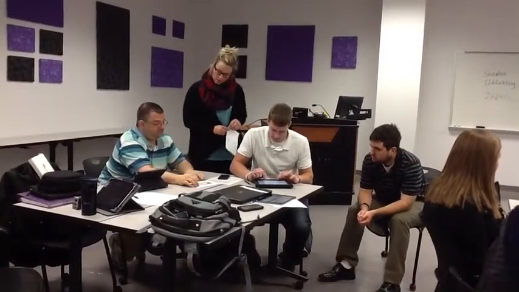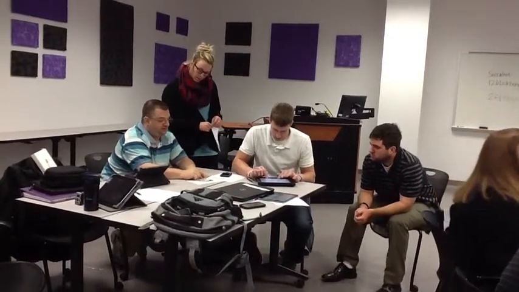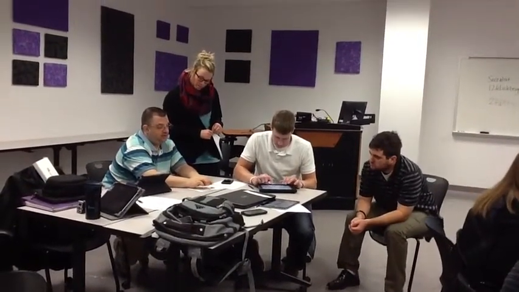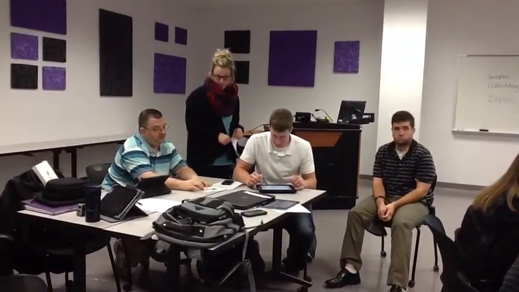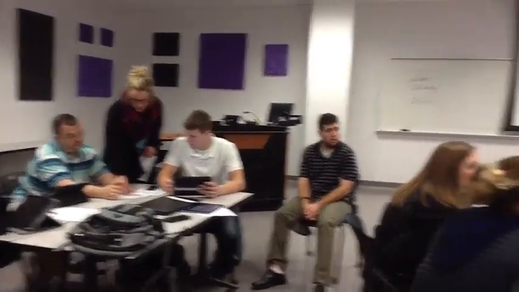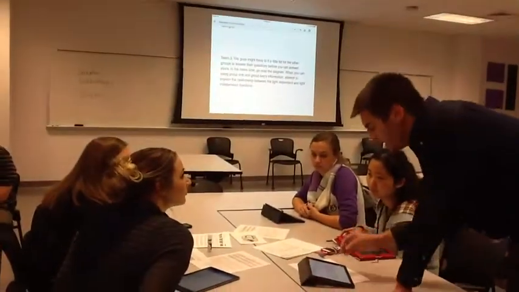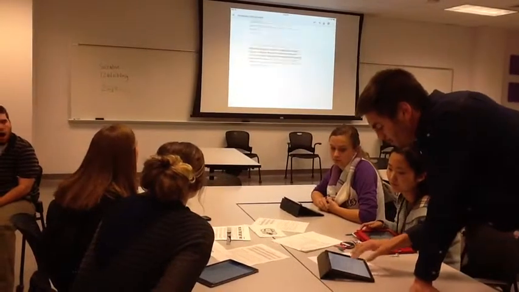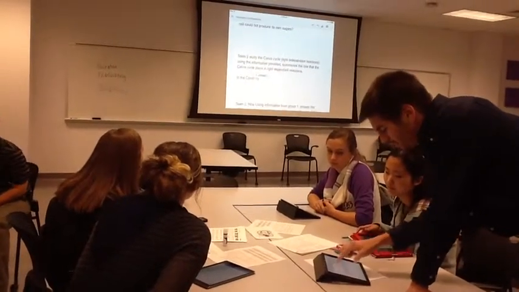Basically, it's light fusion with H2O to produce oxygen. I don't know what this part of the Calvin cycle is. We're doing a jigsaw, so they're going to become experts in one section, and they're going to share their information, and then you guys are going to try to put it all together based on what you learned from that. Use the information from the Google Docs.